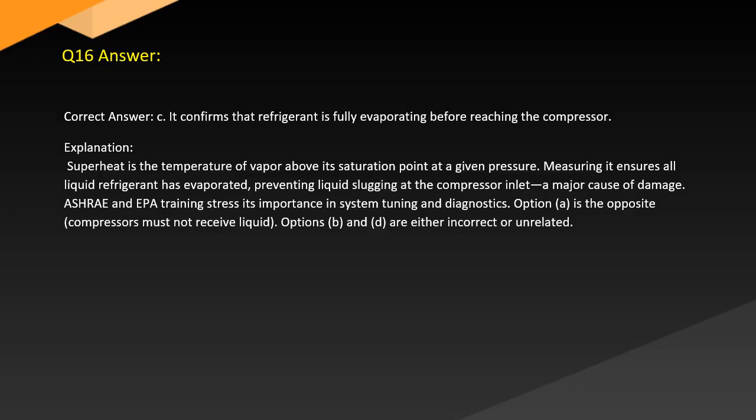Answer. Correct answer C. It confirms that refrigerant is fully evaporating before reaching the compressor. Explanation. Superheat is the temperature of vapor above its saturation point. At a given pressure, measuring it ensures all liquid refrigerant has evaporated, preventing liquid slugging at the compressor inlet, a major cause of damage. ASHRAE and EPA training stress its importance in system tuning and diagnostics. Option A is the opposite. Compressors must not receive liquid. Options B and D are either incorrect or unrelated.